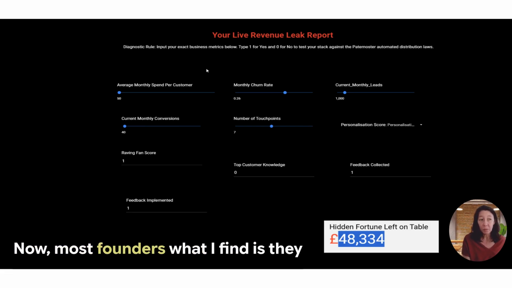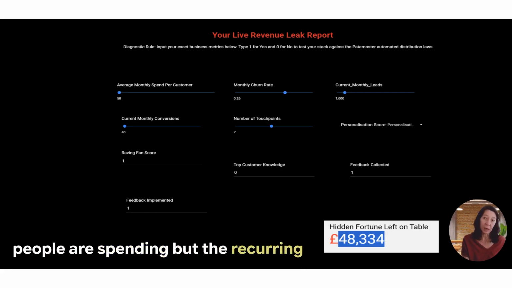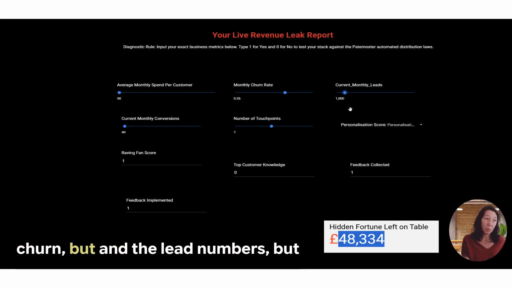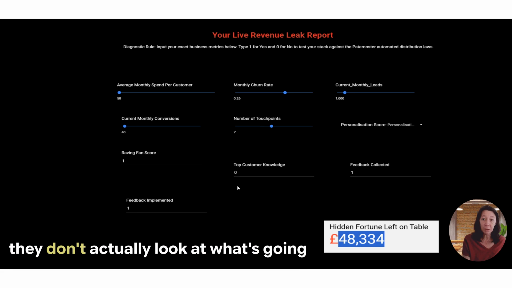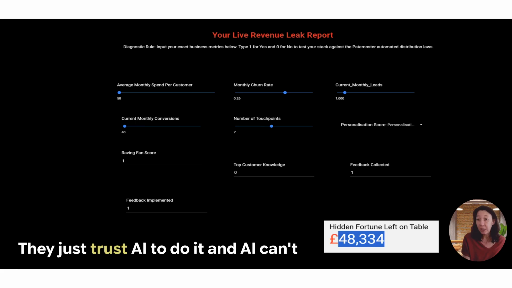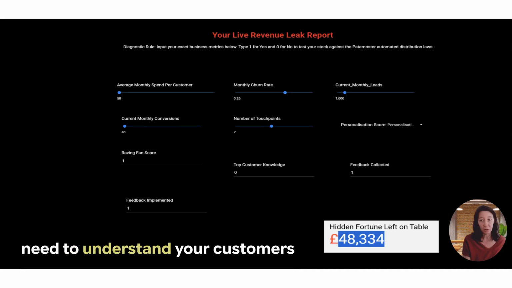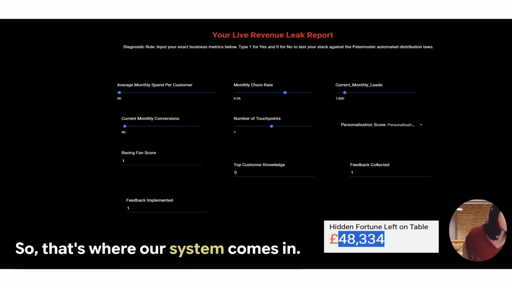Now, most founders, what I find is they are focusing on the top: how much people are spending, what's the recurring revenue, and maybe they focus on the churn and the lead numbers, but they don't actually look at what's going on in the background. They just trust AI to do it, and AI can't do what is required, because you do need emotional intelligence. You do need to understand your customers really well. So that's where our system comes in.